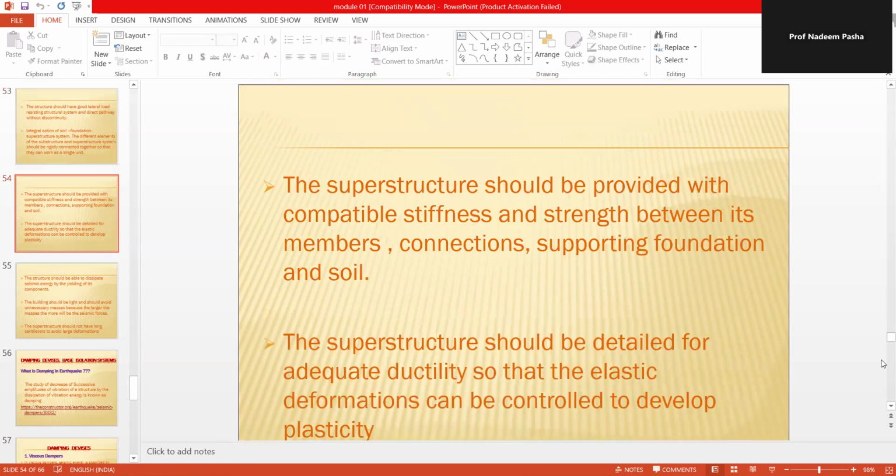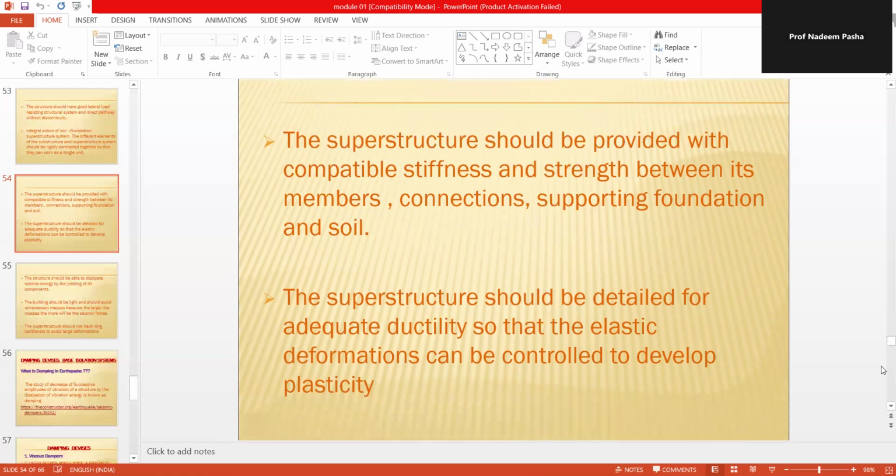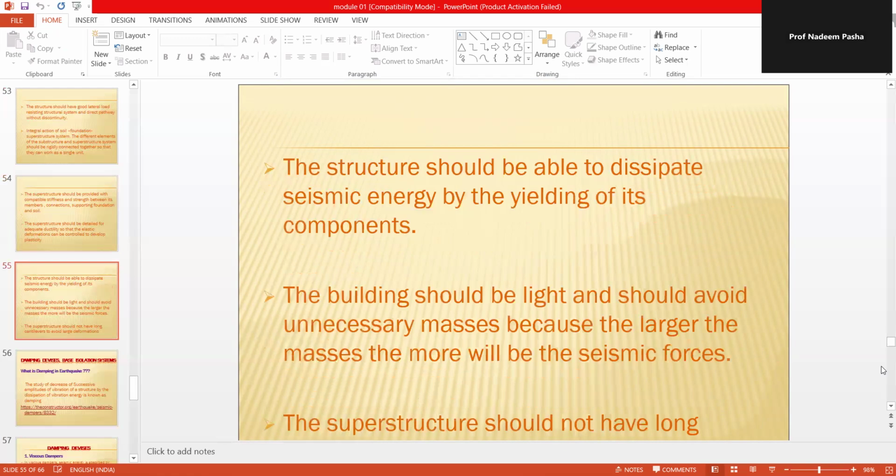The superstructure should be provided with compatible stiffness between its member connections and supporting foundations. So this is easily understood. The superstructure should be detailed for adequate ductility so that elastic deformation can be controlled to develop plasticity. As I said earlier, there is a possibility of plastic deformation. So the ductility of the structure should be good so that it can withstand deformation during plastic deformation.